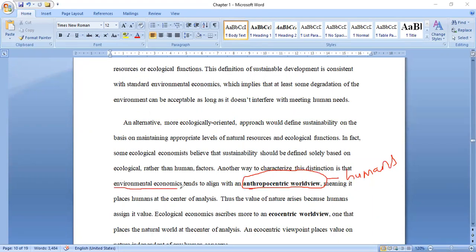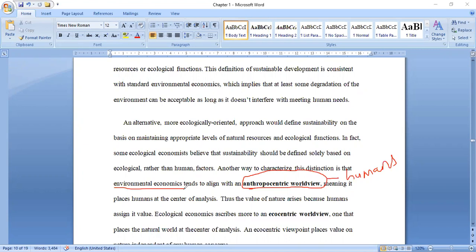For example, if they are looking at pollution, they will look at it from the perspective that pollution is harmful to human health. Are we together? Those are the environmental economists. They are anthropocentric in nature. They'll look at issues that, for example, affect human health.